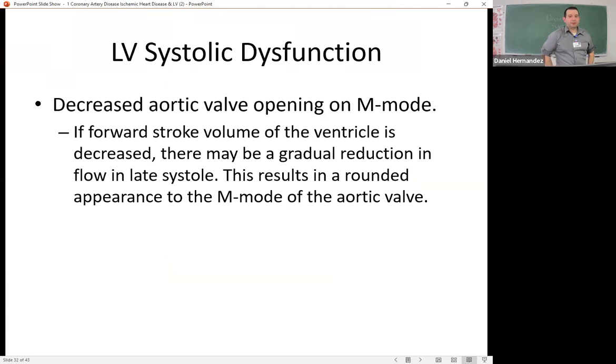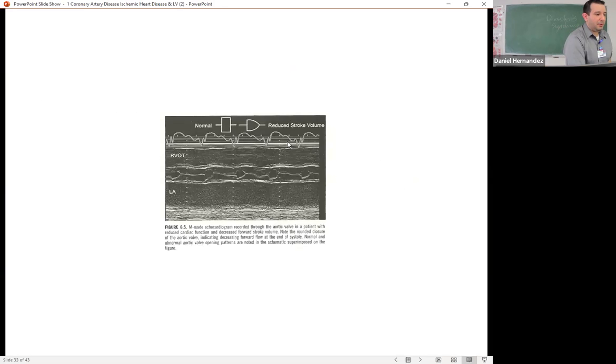So another thing that we can look at too is our M-mode tracing for our aortic valve. If the forward stroke volume of the ventricle is decreased, so think about it, the volume of blood flow that's being ejected from the heart is decreased, there may be a gradual reduction in the flow during late systole, and this results in a rounded appearance to the aortic M mode.